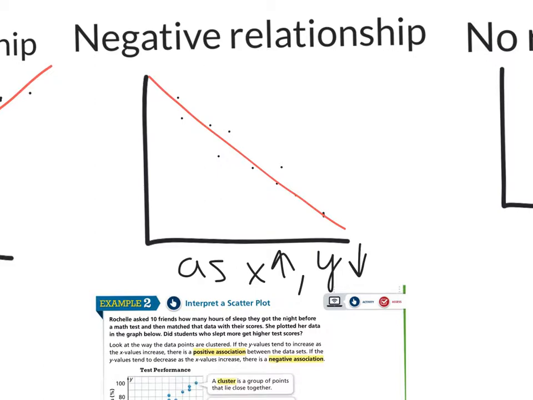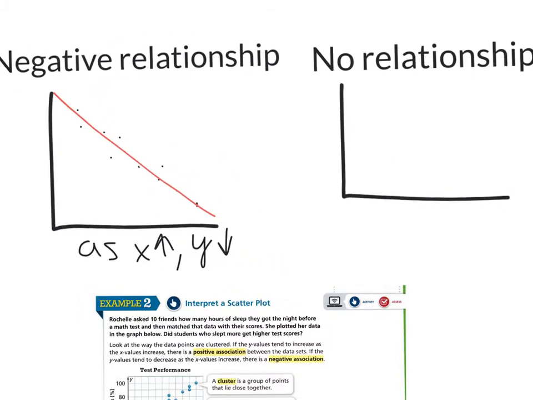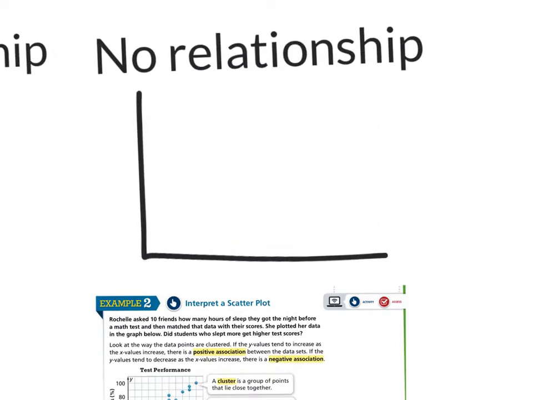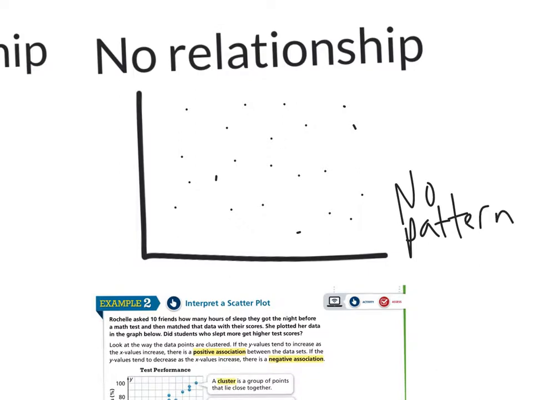And then our third option we can call either no relationship, or sometimes it's just called neither. So in this case, looks like maybe it's snowing or something. We've just got points scattered all over the place. In other words, there's no pattern. Okay, we can't definitely say if X goes up, Y goes up, or goes down. We don't really know what's happening. There's no pattern to it, and so there's no relationship to that at all.